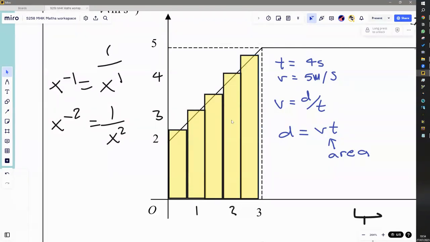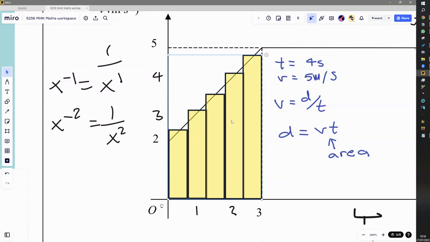So if we imagine that instead of it going gradually up in a diagonal line, it was constant, and then suddenly it was this new constant speed, and then this new constant speed, and then this new constant speed. I'm just going to stretch it so it matches up.